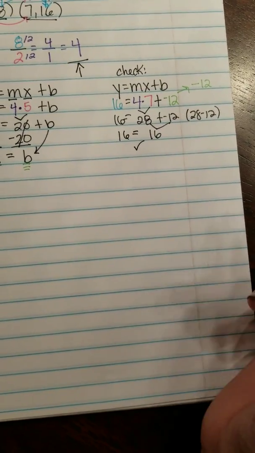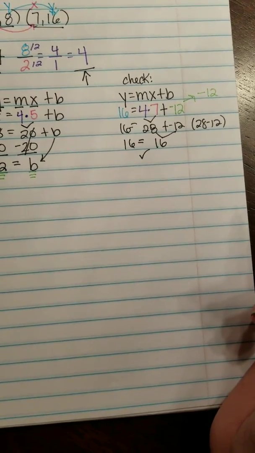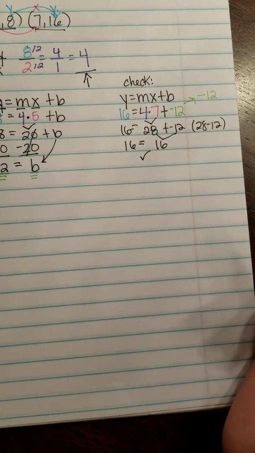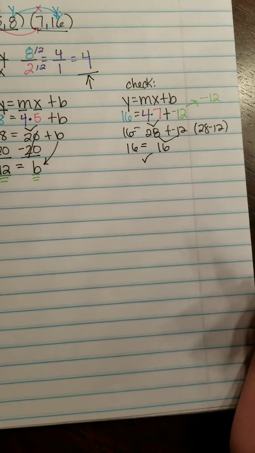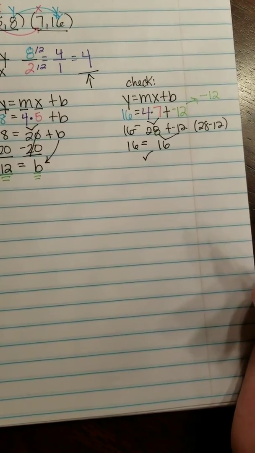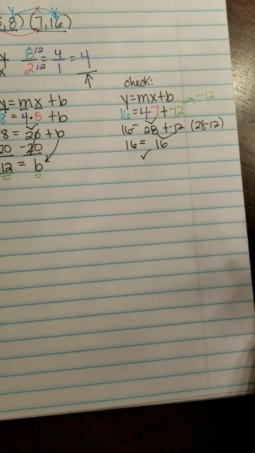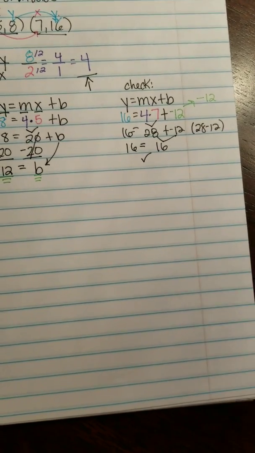The numbers don't always work out that we get to do them in these nice, pretty whole numbers. So the next example that we look at is going to give us a fraction that we need to work with. Nothing changes except that we're working with a fraction. So let's look at that one now.